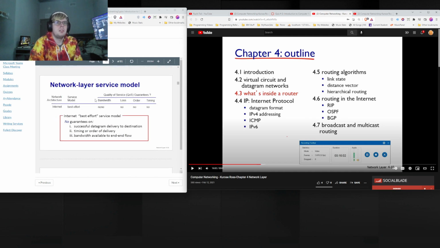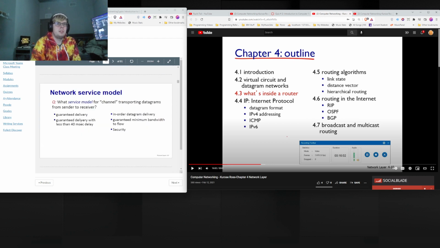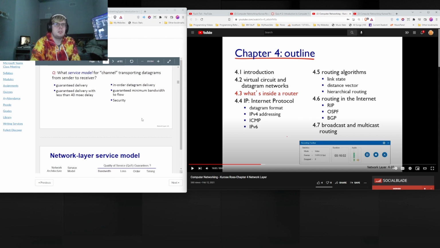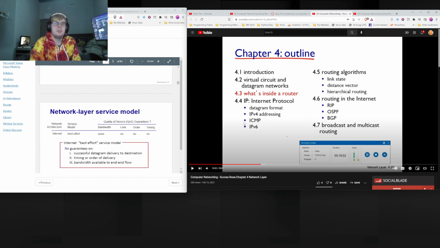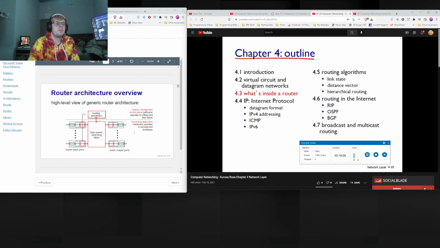Alright, so no guarantees, best effort service model: no guarantee on timing or order of delivery, because it just says in order datagram delivery, and no bandwidth available end to end. These are the services that a network layer can provide. Although there are many other variations possible, the network layer can provide much more services than what we have discussed now.